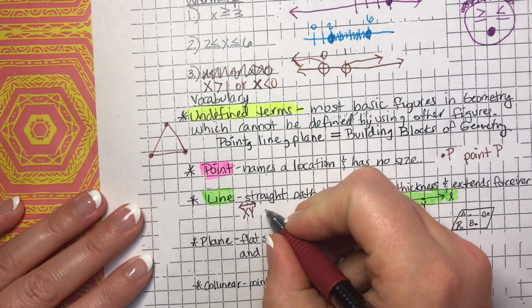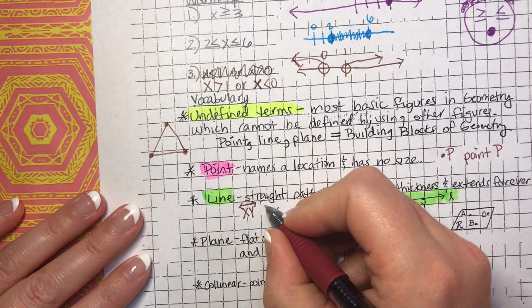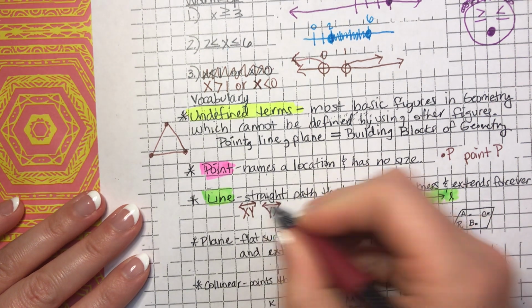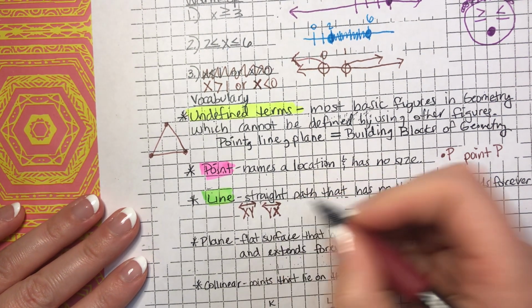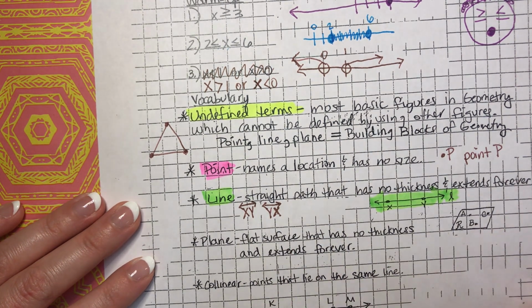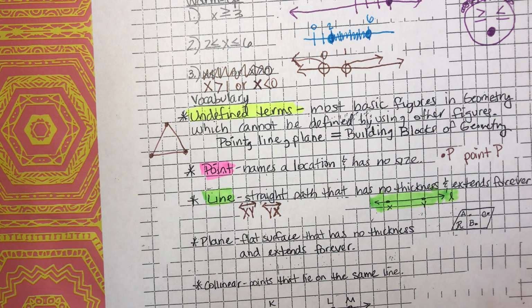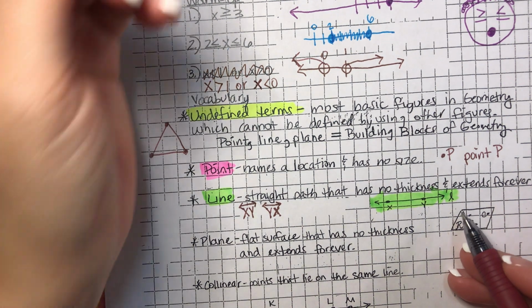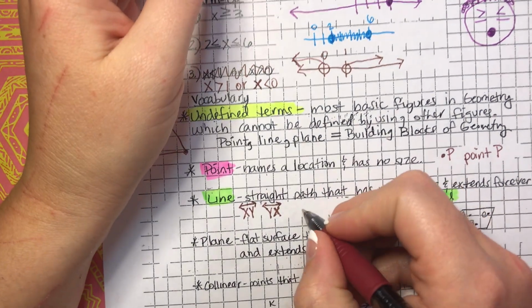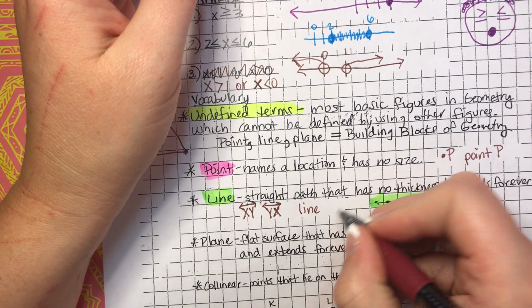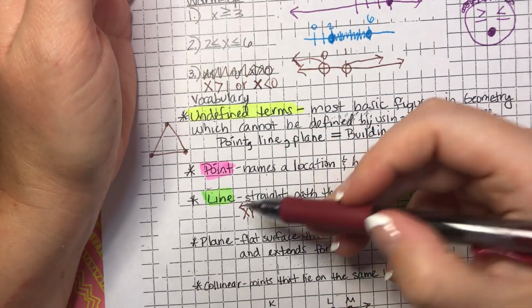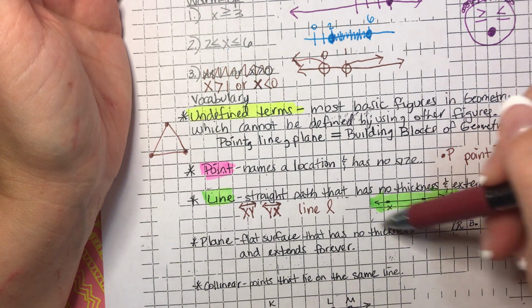Or you can write it as YX, like that. So the alphabetical order doesn't matter. However, I always like to keep it in alphabetical order. I think that's the best way to do it. Or right here you see this kind of cursive L off to the side. Sometimes they just call it line L. So those are 3 different ways to write this.